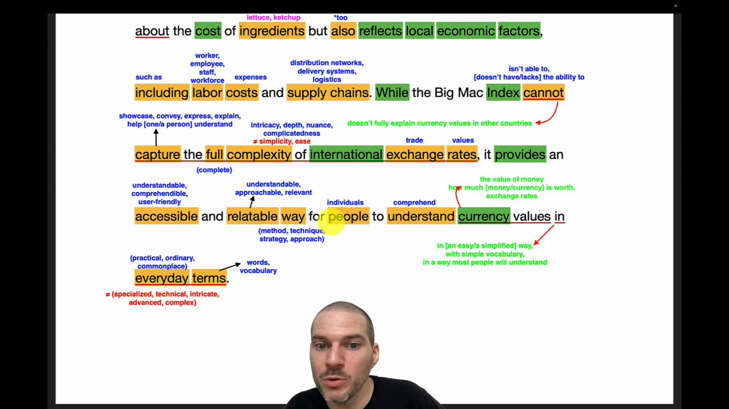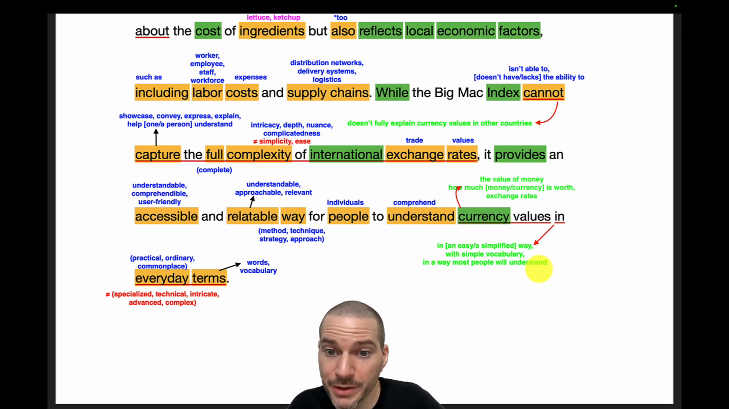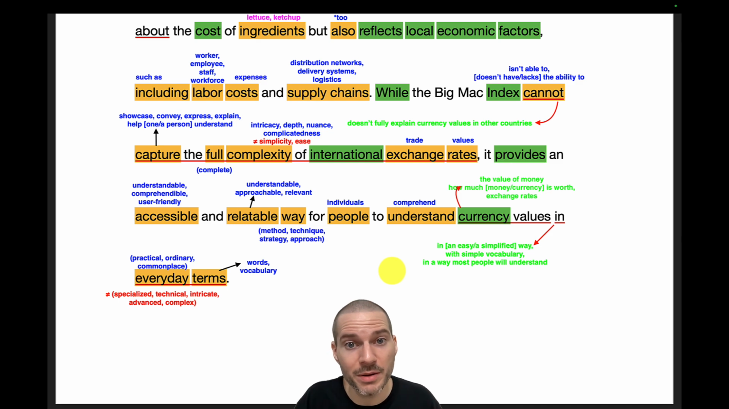So, relatable way for people to understand currency values in an easy way or in a simplified way for people to understand currency values with simple vocabulary because they use pretty easy words. And last one, for people to understand currency values in a way most people will understand. So a lot of economists have even talked about this, which tells me if smart people are using this, anyone can use this to help you understand currency values. Thanks for reading with me.